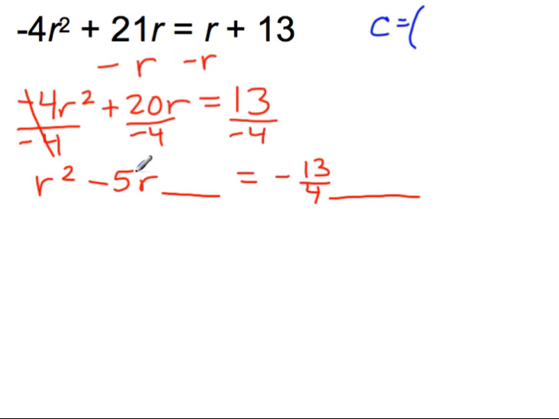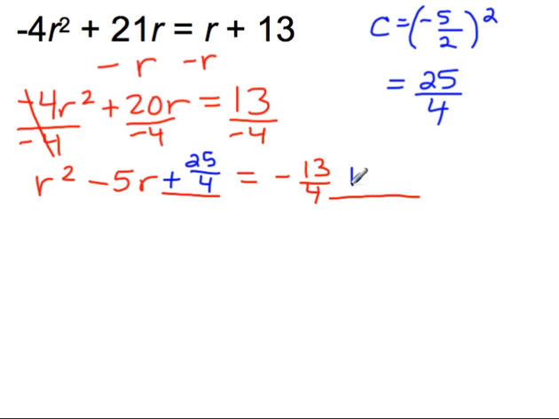For this one, our b is negative 5, so it's going to be negative 5 divided by 2 squared. Again, whenever you square a negative, it's always positive. So if I take 5 squared, that's 25. 2 squared is 4. So I need to add 25 fourths to both sides of this equation.